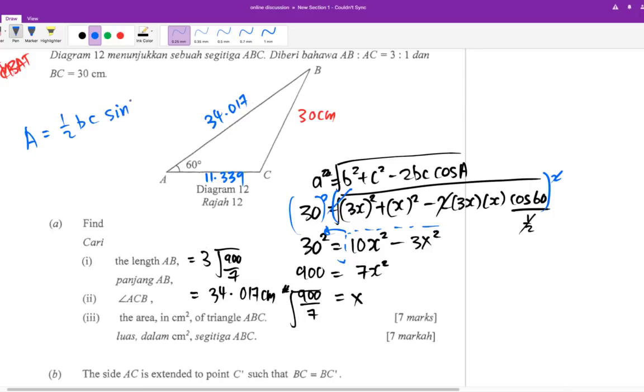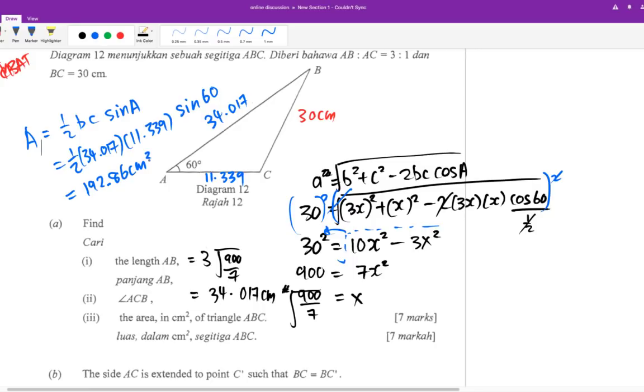bc sine A. Alright, b and c are both sides. So half b in this case is 34.017 and c in this case will be 11.339, and then multiply by sine 60. You use your calculator and you can get the answer easily. So half multiplied by 34.017 and then multiplied by 11.339. Basically you will get 192.86 centimeters squared.